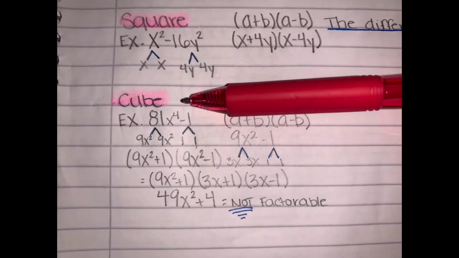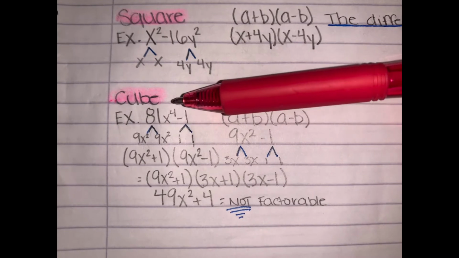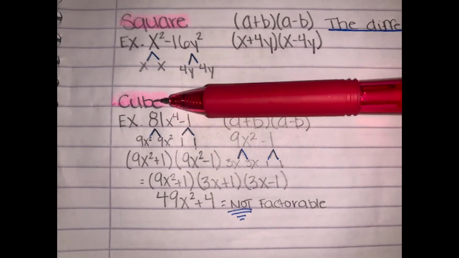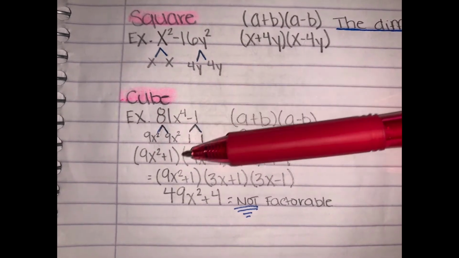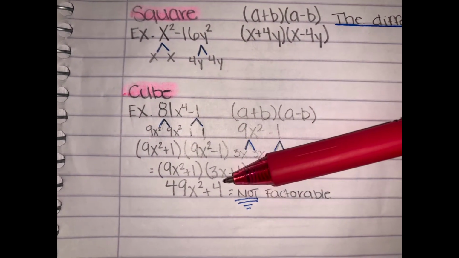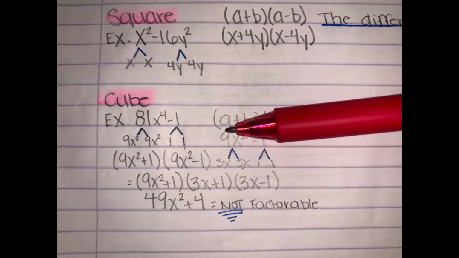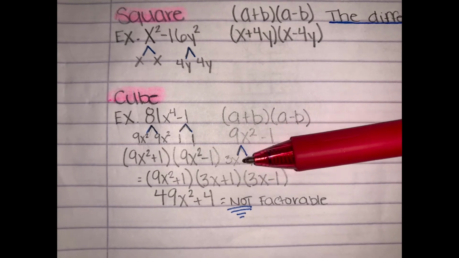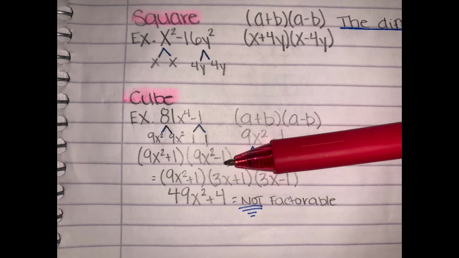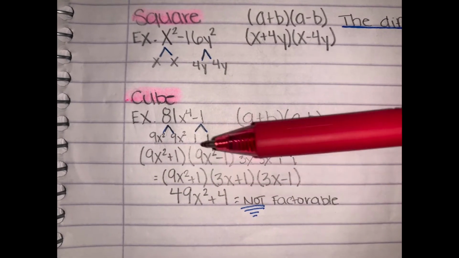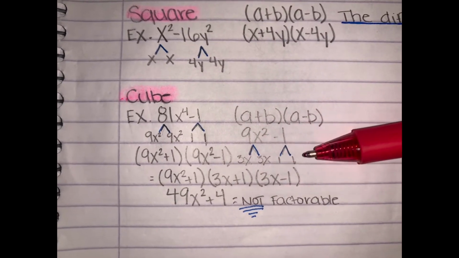For my next example, we have cube. And for this example, I put 81x to the power of 4 minus 1. So from 81x to the fourth, I can get 9x squared and 9x squared, and from 1, I can get 1 and 1. So like I have again, here's my formula broken down into 9x squared minus 1, coming down into 3x, and 1 and 1. We also have a breakdown of it right here too, which is equal to 9x squared plus 1, parentheses, 3x plus 1, and then 3x minus 1.